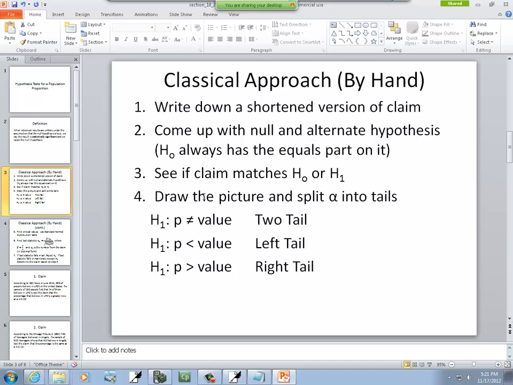Fourth, draw the picture and split alpha into the tails. Now if you got a not equal to on H1, that means you have two tails. If you have a less than, that means you have a left tail. If you have a greater than, that means you have a right tail.